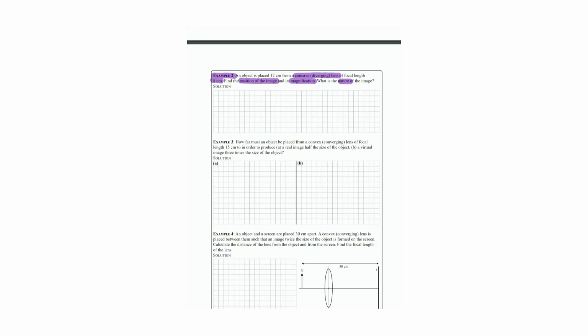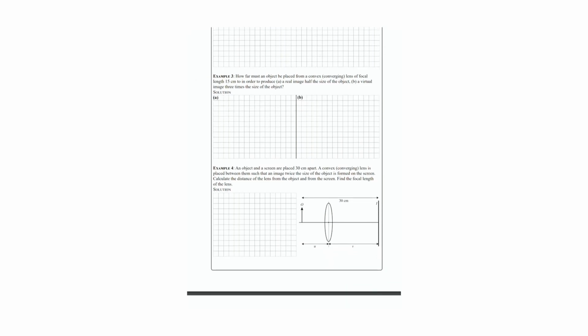So here's my next question. It says, how far must an object be placed from a convex or converging lens of focal length 15 centimeters? Immediately I know F is plus 15 because we're talking about convex. To produce in part A a real image half the size of the object, and in part B a virtual image 3 times the size of the object. This is probably the hardest kind of problem that you can get. But look, it's just a technique, so we'll have a look at the technique. So let's look at the problem in detail on the board.